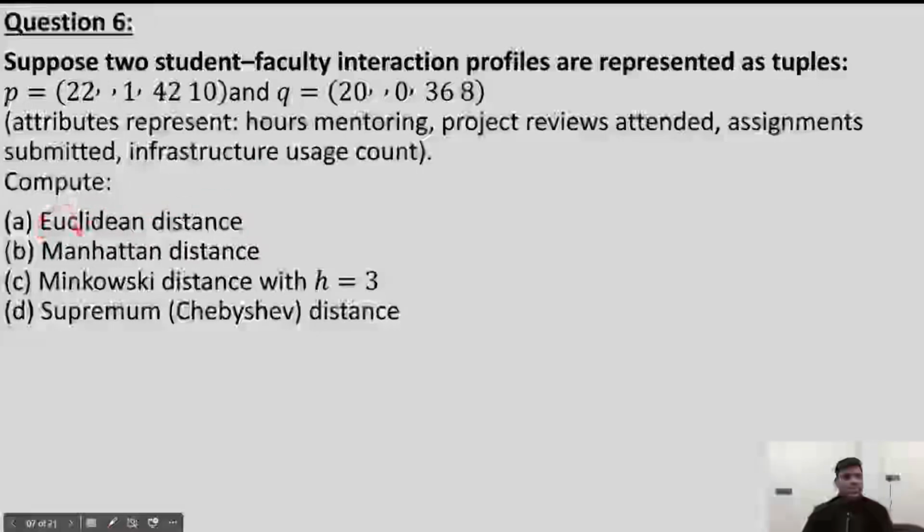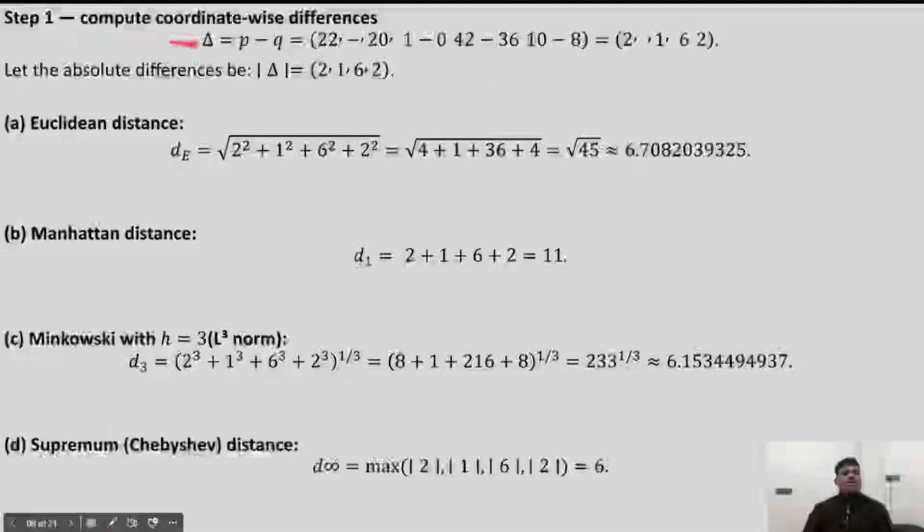Compute Euclidean distance, Manhattan distance, Minkowski distance with h equals 3 given, and supremum distance. Step 1: compute coordinate-wise differences, here P minus Q: 22 minus 20, 1 minus 0, 42 minus 36 and 10 minus 8. This gives us the tuple 2, 1, 6 and 2.